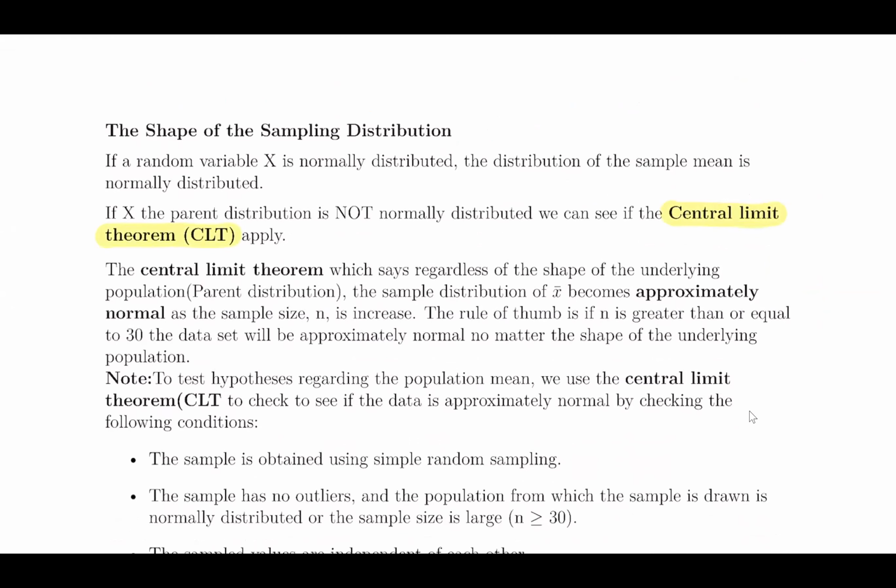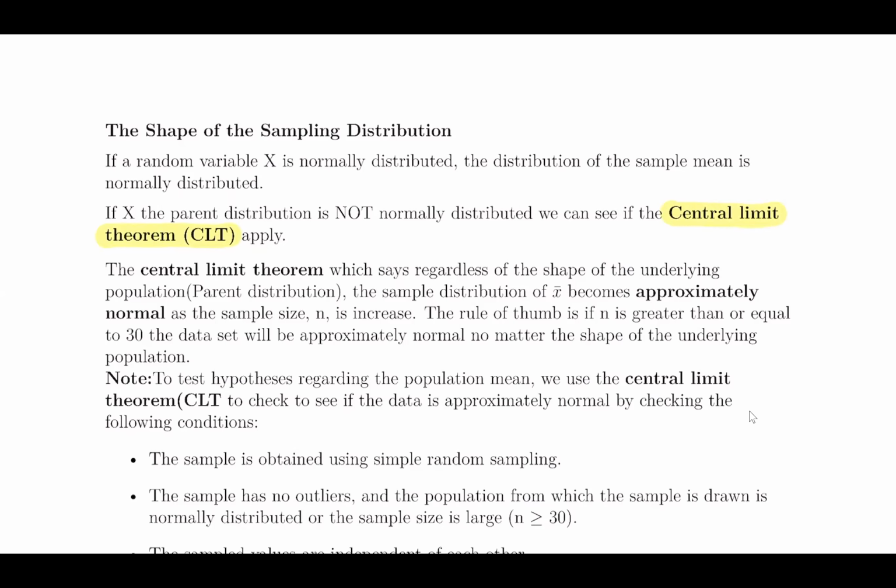So if you look right there, it says if x, the parent distribution, is not normally distributed, we can see if the central limit theorem applies. So we only want to use the central limit theorem if I don't know the distribution is non-normal. If I already know the distribution is normal, then the child distribution will also be normal.